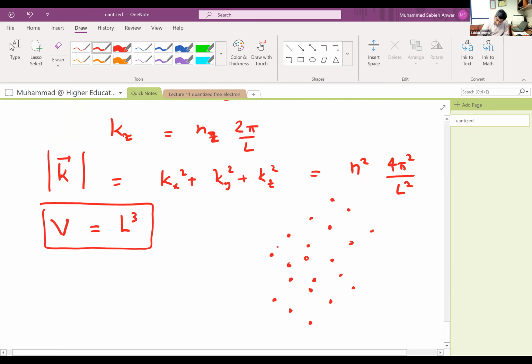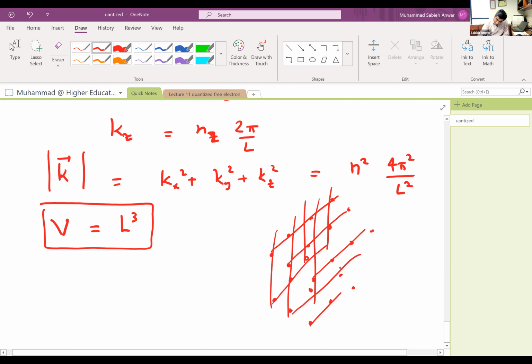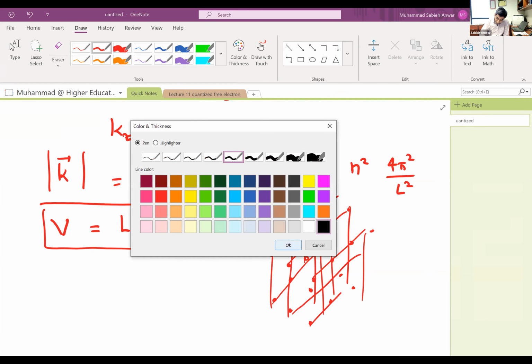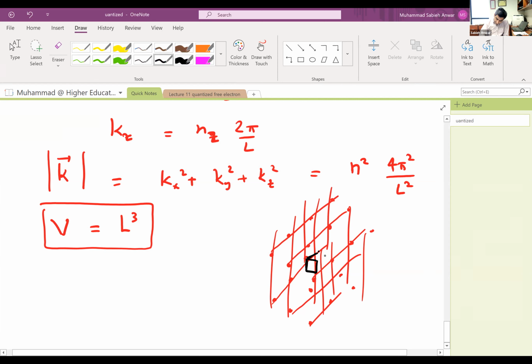So let me make an attempt at drawing these points in perspective. This is the kind of grid that I will construct, a 3-dimensional grid of points in K space. This is also the reciprocal space, but the reciprocal lattice vectors are much bigger. So one reciprocal lattice vector will subsume many of these small K points. Now, my question is, if the volume of the solid is L cube, what would be the volume of one small cube, the smallest cube in K space?